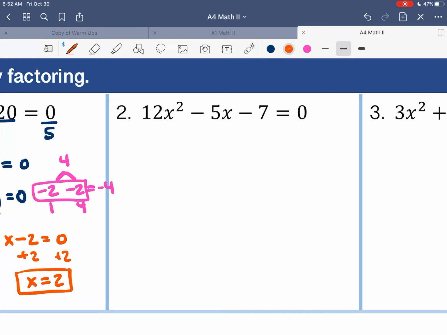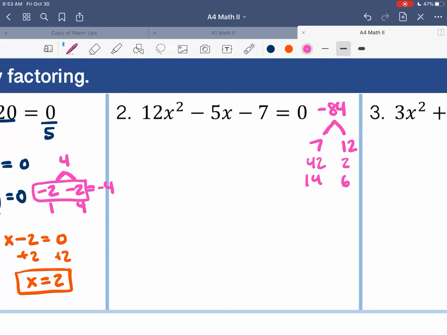First, leading coefficient, greatest common factor, there is none. 12, 5, and 7 have nothing in common. But we can figure out what a times c is. It's negative 84. 7 times 12 is negative 84. So 7 and 12 work. I know that because I just got that from multiplying. So do 42 and 2, 14 and 6.